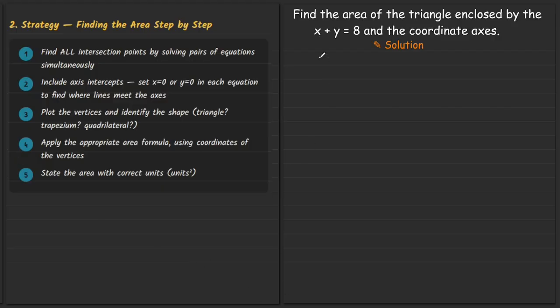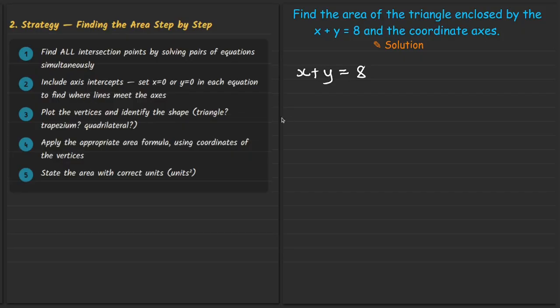With our first question, it says you have to find the area of the triangle enclosed by x plus y equals 8 and the coordinate axes. This is all we have. Now, this is just one equation, so there is nothing like solving simultaneously. So we quickly go toward step 2. Our equation is x plus y is equal to 8. So we want to look for the x-intercept and the y-intercept.